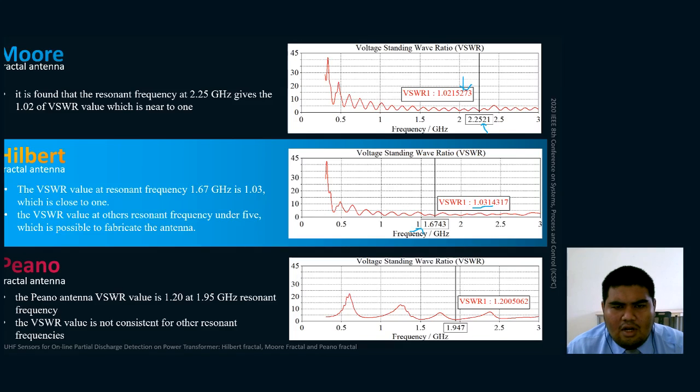The last VSWR graph shows that the Peano antenna VSWR value is 1.20 at the 1.95 GHz resonant frequency, while the VSWR value is not consistent for other resonant frequencies.